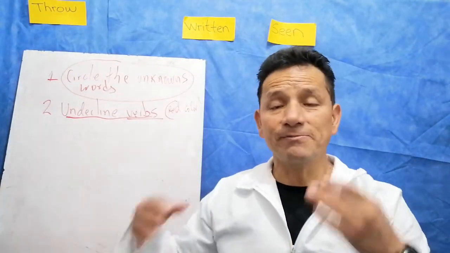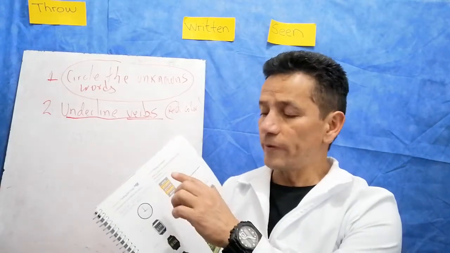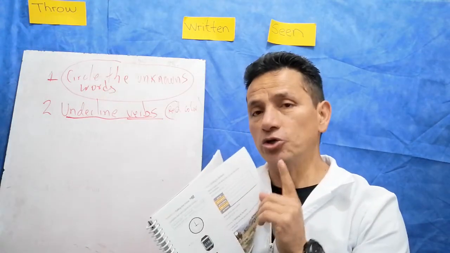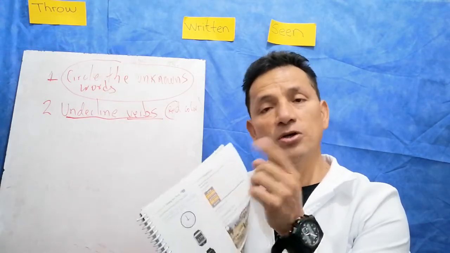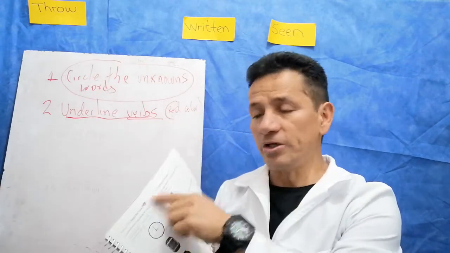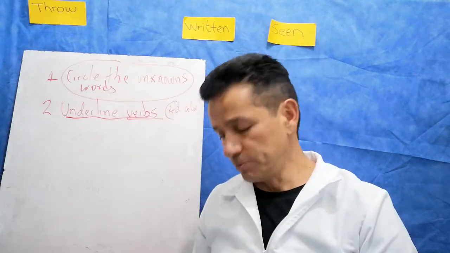Don't forget, it's mandatory to write the date. Remember, you need to write the date. Today is June 23rd, 2020, okay? June 23rd, 2020, so you write here, or you can write on your notebook.